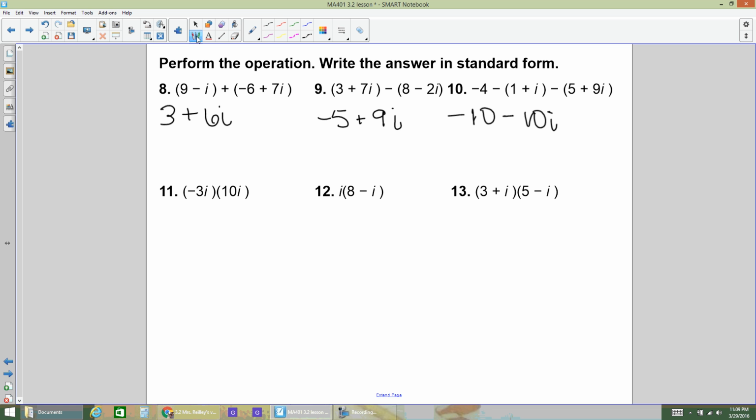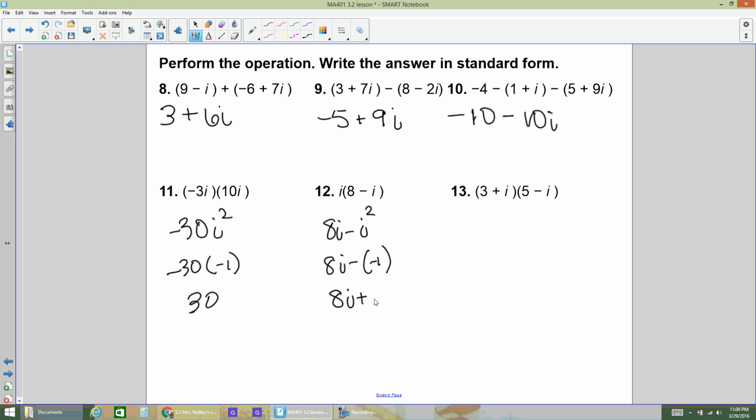Okay, so this is negative 30i squared. But i squared is negative 1. So I just get 30. Here, I have 8i minus i squared. So 8i minus negative 1 is 8i plus 1. Now that is not standard form. The real part needs to come first. So I get 1 plus 8i. That's an i. Supposed to be anyway.